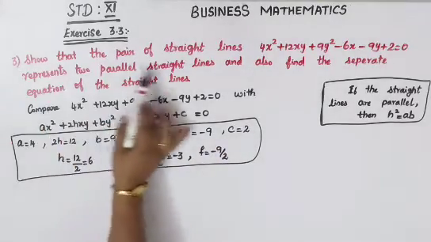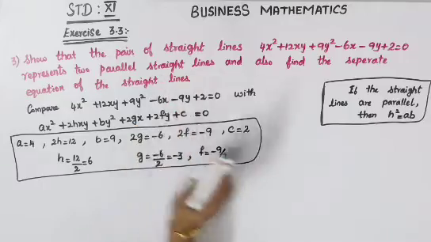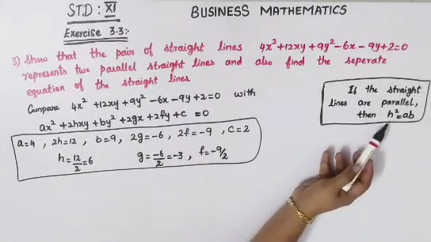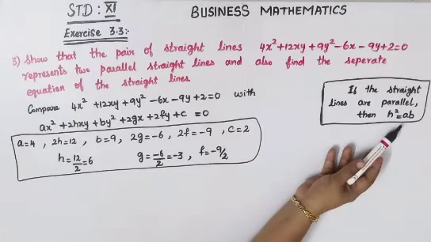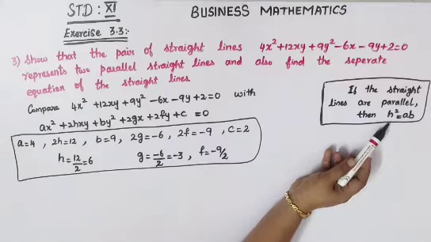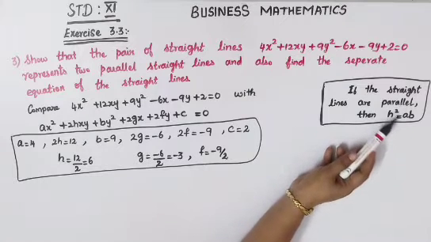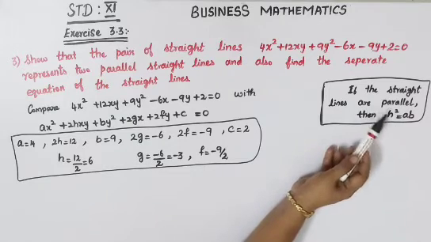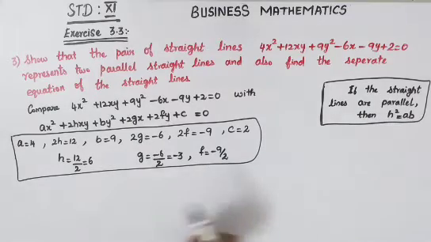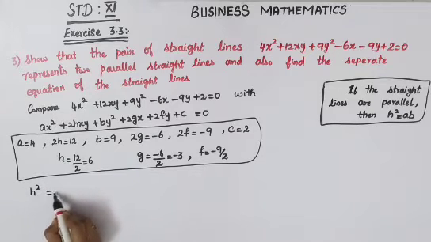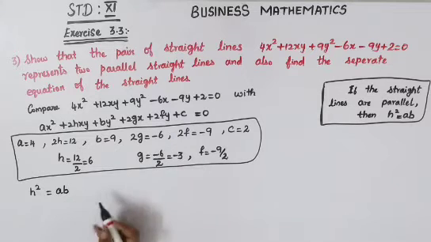We'll have to show that the pair of straight lines are parallel. So the condition is, if the straight lines are parallel, then h square is equal to ab. This condition is there in your book on page number 58. So you can use this condition and prove that h square is equal to ab. If we prove that h square is equal to ab, then we can declare that the straight lines are parallel.